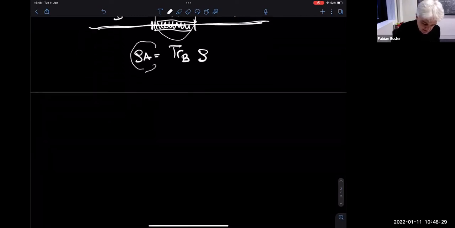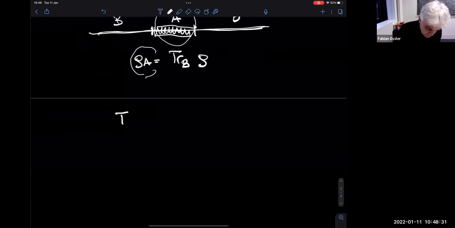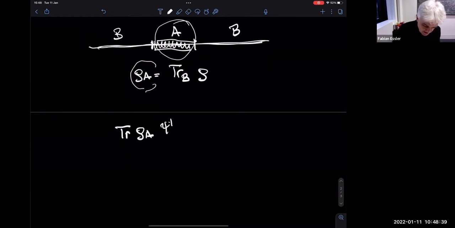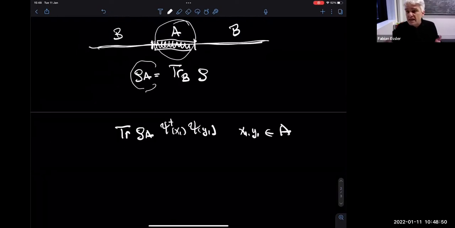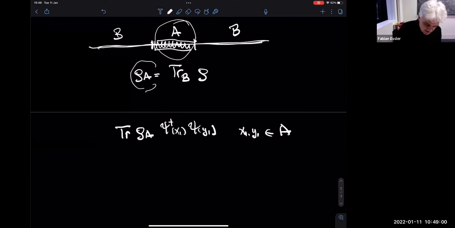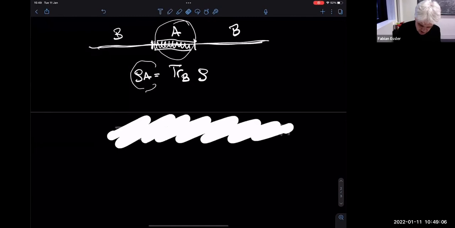Now if you look at something like trace rho A, you can look at psi dagger of x1, psi of y1, where x1, y1 are in A. That would be a particular matrix element of this reduced density matrix. Sorry, but what do you mean by matrix element? Yeah, it's a little bit easier to write it for spin chains.